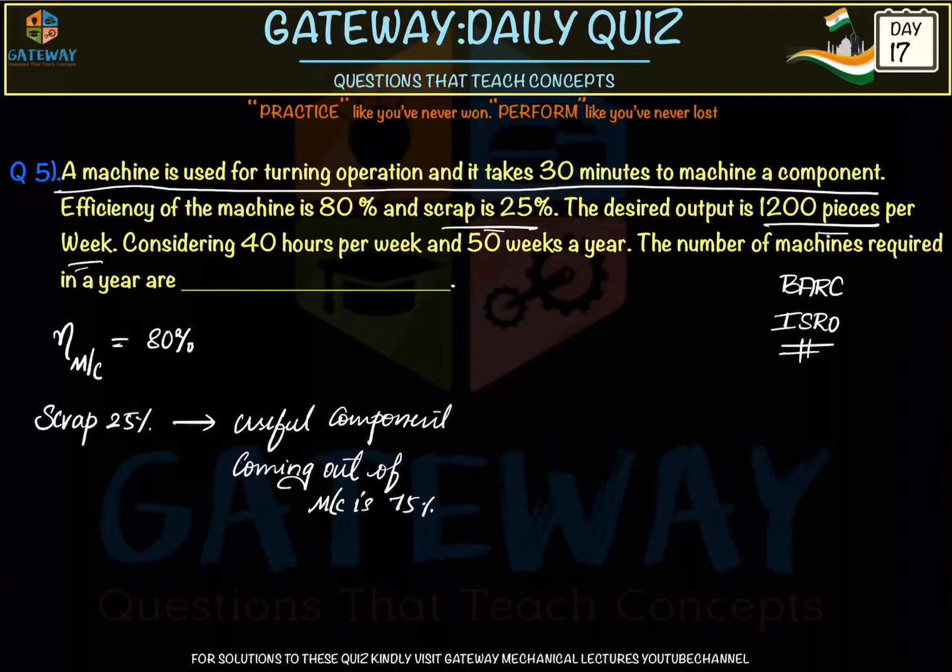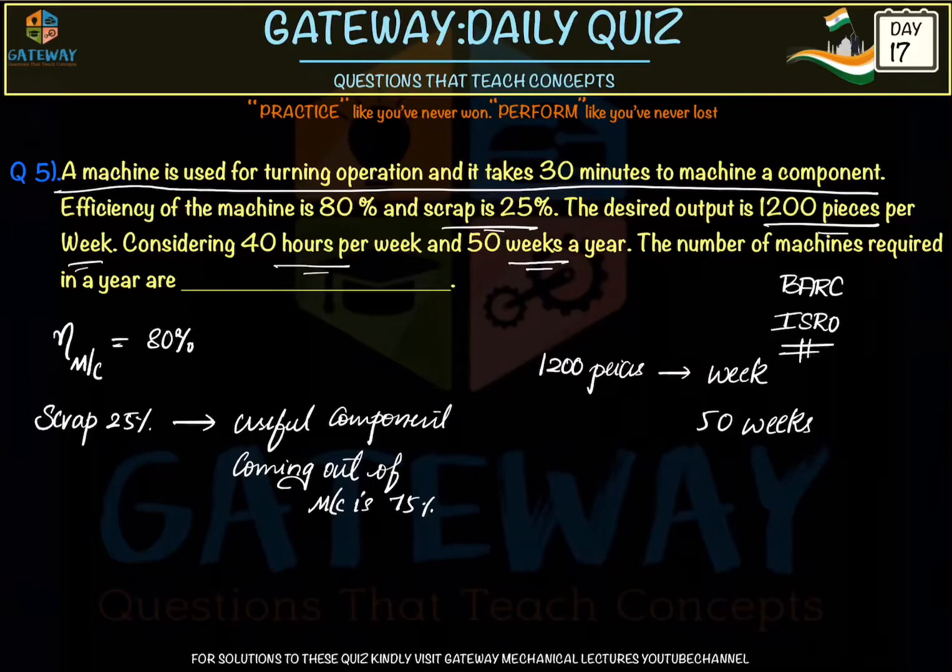So in a week our desired output should be 1200 pieces. And it is said we are spending 40 hours a week and we have 50 weeks a year. If 1200 pieces is per week, then per year we should calculate, with 50 weeks of working time. Then what will be the number of products per year? The number of products per year comes out to be 1200 into 50, that is 60,000 components per year.